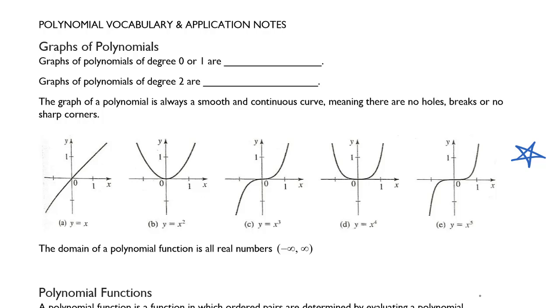And so graphs of polynomials of degree 1 or degree 0 are linear. Graphs of polynomials of degree 2 are quadratic.